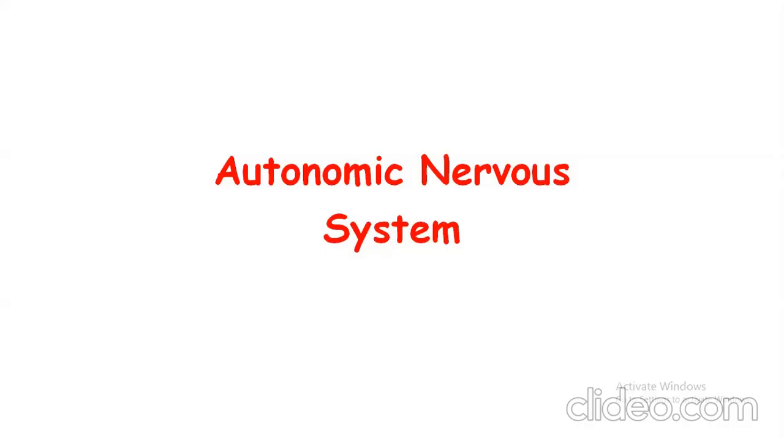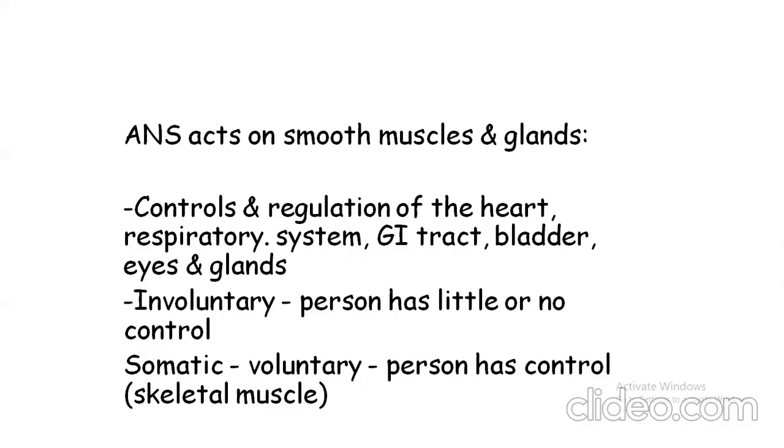One is the autonomic nervous system. The autonomic nervous system acts on the smooth muscles and the glands, controls and regulates the heart, respiratory system, gastrointestinal tract, bladder, eyes, and the glands. Now, what is meant by involuntary? Involuntary means a person has little or no control.